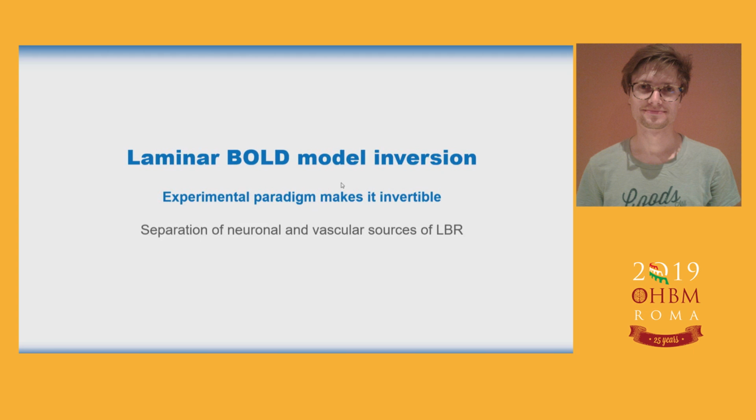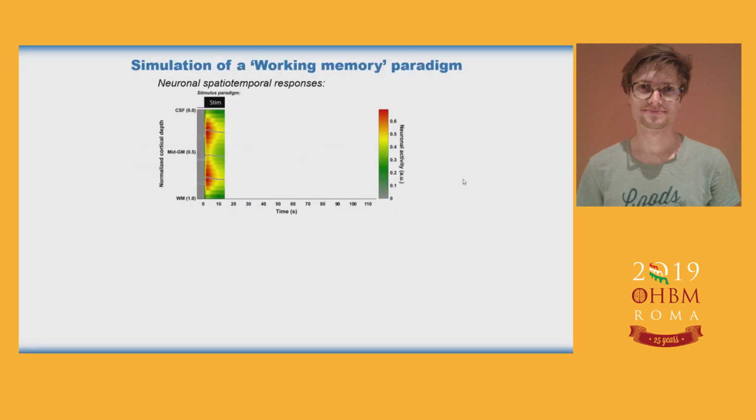In the remaining time of the talk, I will be focusing on how we can invert such a laminar BOLD model, and especially emphasize the experimental paradigm that makes this model invertible, which means that we can quite uniquely separate neuronal and vascular sources of laminar BOLD response. So we have simulated the spatial temporal dependence of neuronal response that could appear during a working memory paradigm.